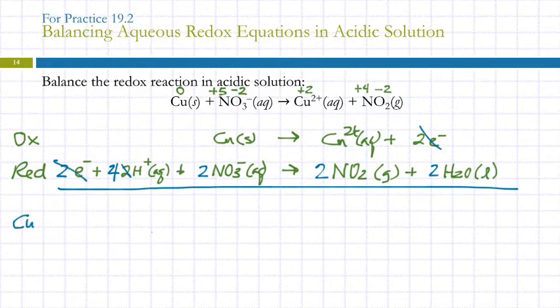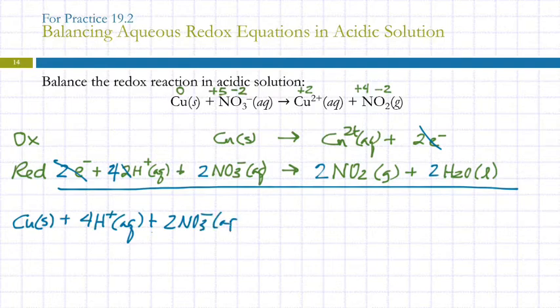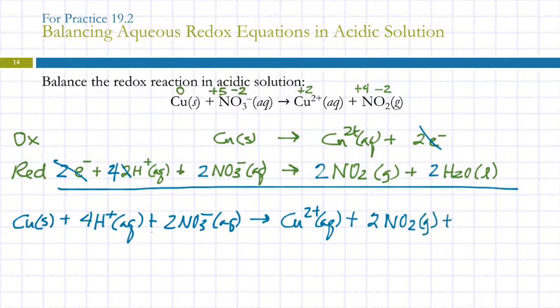So I'm going to have copper plus 4 hydrogen ions plus 2 nitrate ions, forming copper 2 plus, 2 NO2 plus 2 H2O. Any questions?